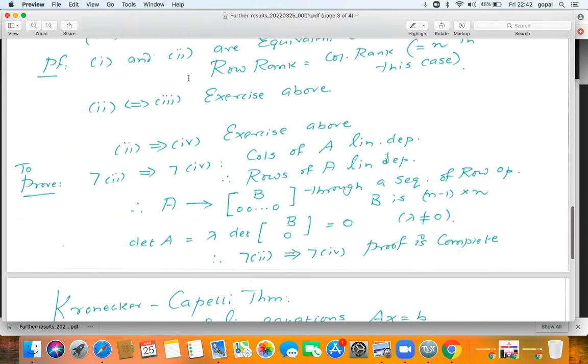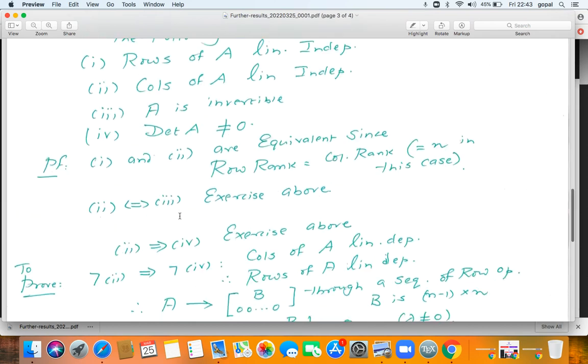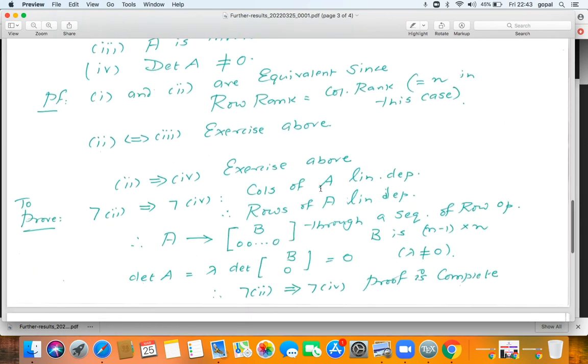To show 4 implies 2, it is enough to show that not 2 implies not 4. Contrapositive. I prove the contrapositive: negation of 2 implies negation of 4. So what is the negation of 2? The columns of A are linearly dependent. So if the columns of A are linearly dependent, then the rows of A are linearly dependent.